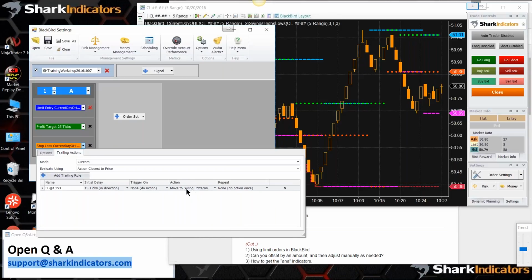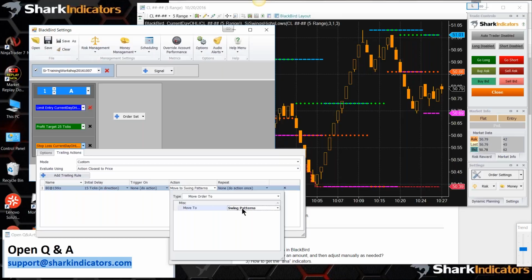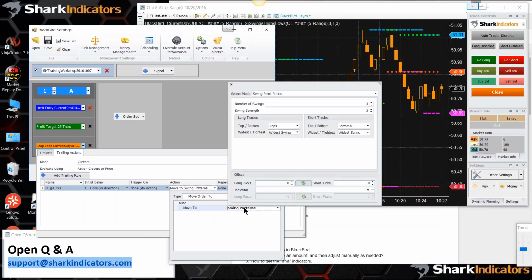All right, we're going to go back into actions and finish setting up our swing patterns here. All right, so for a long trade, we're taking a long trade off of the bottoms. So let's set this to the bottoms. And I determined I'm not going to use the widest, I'm going to use the tightest plots. So there we go. Set those up. And for the short trades, the opposite settings were selected for us automatically. So the short trades should be good.